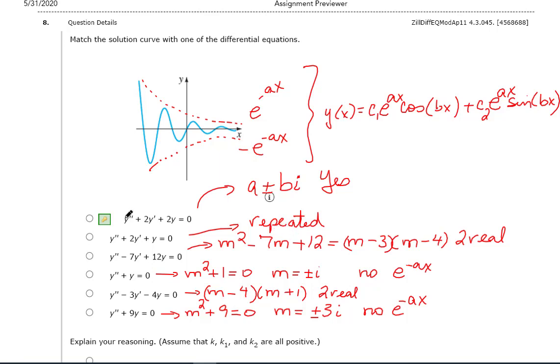And so the only one left is this one. And if you check m squared plus 2m plus 2 equals 0, you will see that the roots are not repeated, but they are complex. And you will get a decreasing exponential for the amplitude.